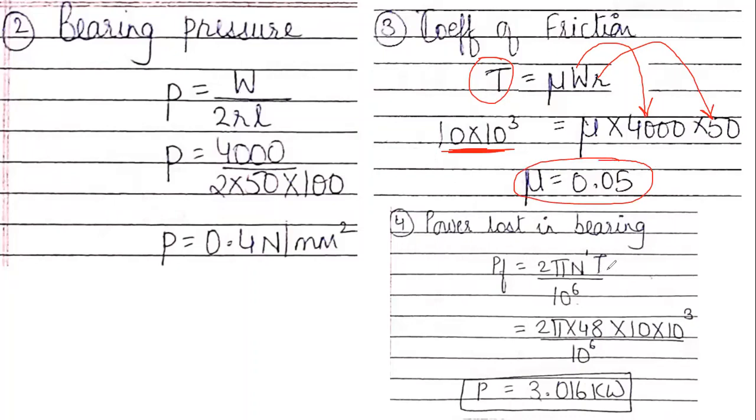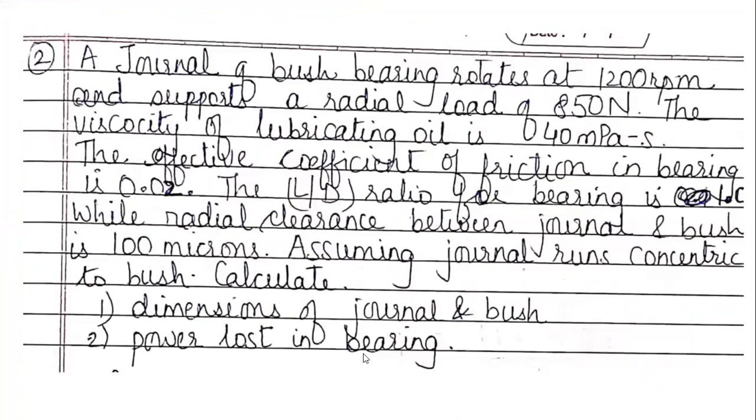Last thing they have told us to find out, power lost in friction, power lost in bearing. So that is 2 pi N dash T over 10 raised to 6. N dash is revolutions per second, which is 48, we have found out. Torque is given as 10 Newton meter, we've converted to 10 into 10 raised to 3 Newton mm. Once we put these values in the formula, we get power as 3.016 kilowatt. This is the end of the first numerical. The 4 things they had told us to find out, we have found out. Let's move to the second numerical.